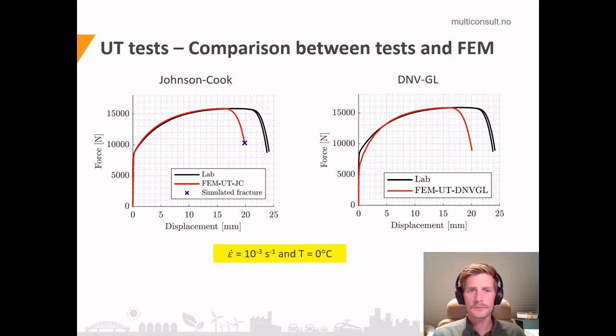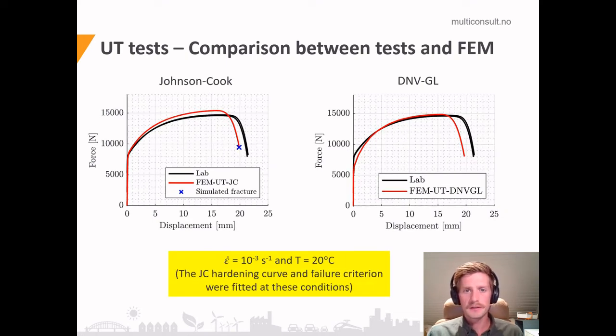So let's look at some results. Here we have experimental and numerical curves for the low strain rate and 0 degrees Celsius for both models. So Johnson-Cook on the left side and DNV-GL on the right side. And as we can see, both models capture the initial part of the test very well. It follows quite accurately the curves all the way until softening and rupture starts, where we see that softening and rupture occurs earlier in the simulations than in the tests.